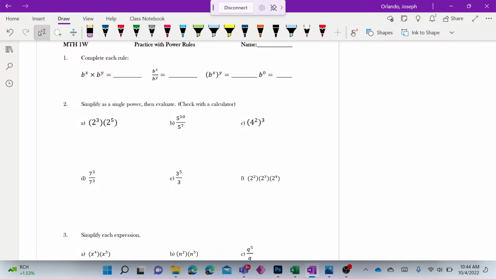Same here. C to the power of 0 will be 1. Anything to the power of 0 is 1.